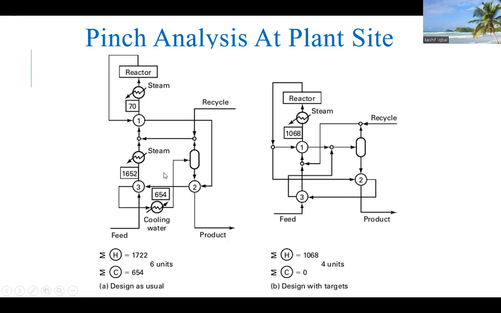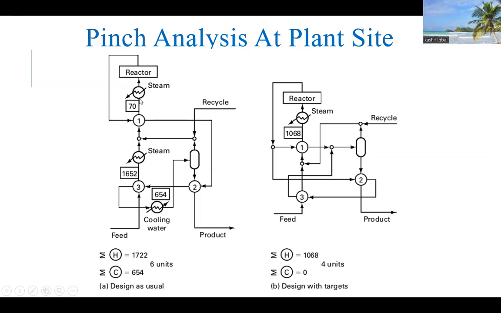So when we apply pinch in this system, we can see that the number of utility units is reduced. There were utility systems 1, 2, and 3, and these 3 utility systems are reduced to only 1 utility system, and the process to process heat recovery is increased with the help of pinch technology. We can see that the total cooling utility demand is 0 here, and the heating utility is also reduced from 722 kilowatt to 1068 kilowatt.